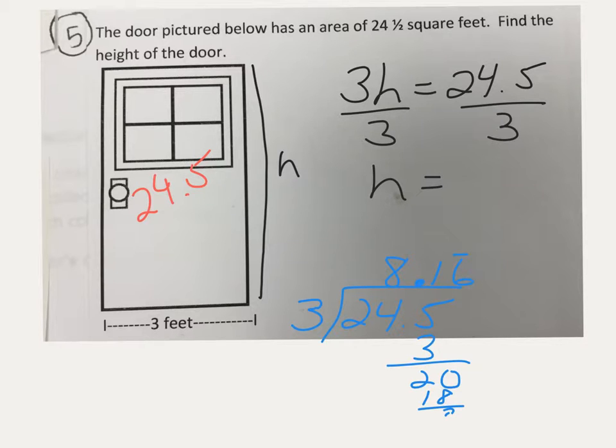So the height then is 8.16 repeating feet, because that would be this length from top to bottom. If it asks you for a decimal, then you have your final answer. If it asks you for a fraction, or there are fractions for A, B, C, D multiple choice, you need to consult again your memorized list and know this is 8 1/6 feet.